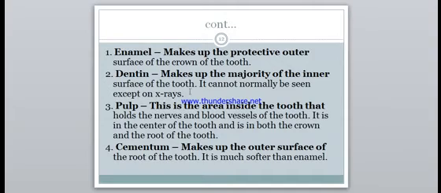Enamel makes up the protective outer layer of the crown of the tooth, and dentine makes up the majority of the inner part of the tooth, and it cannot normally be seen except on the X-ray. Pulp is the area inside the tooth that holds the nerves and blood vessels of the tooth. It is in the center of the tooth and is in both the crown and root. Both dentine and pulp go deep down to the root. Cementum makes up the outer surface of the root of the tooth, and it is much softer than enamel.